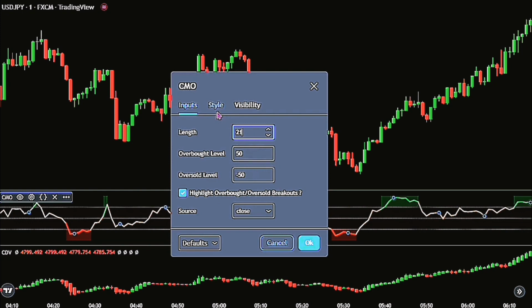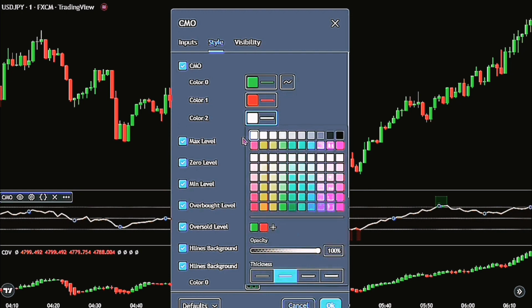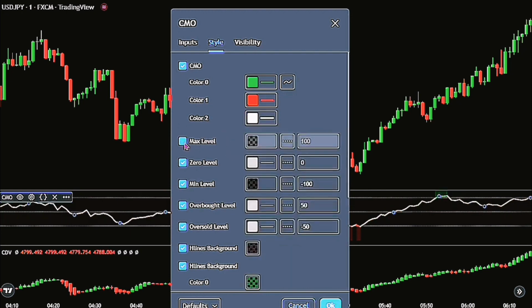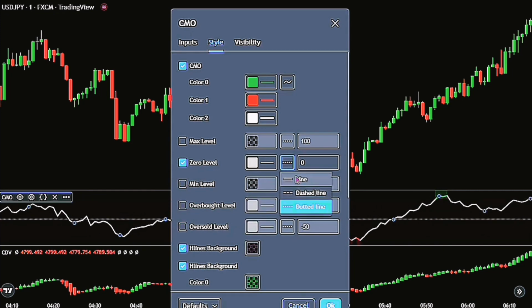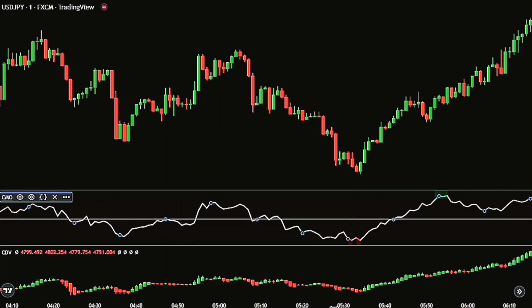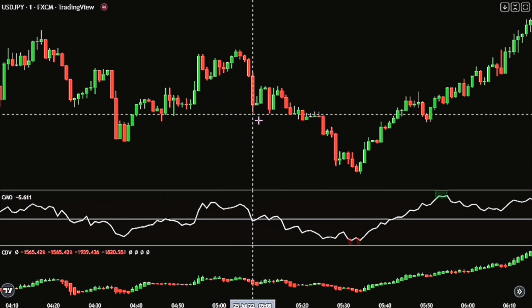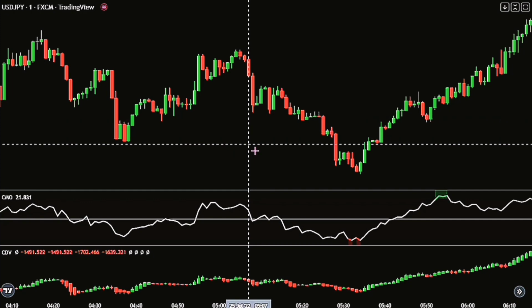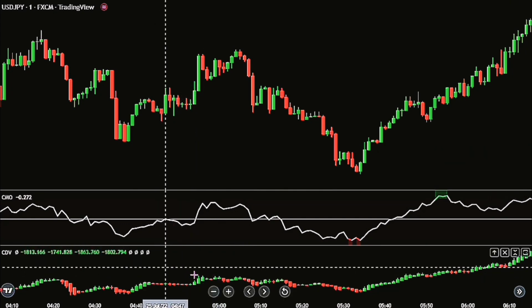Now let's make some adjustments on the Chande Momentum Oscillator. Double click on the indicator, change the length to 21. Go over to the style and change this to white, then untick the max and min levels. Untick the overbought and oversold levels and change the 0 level to a straight line. Go ahead and click on this button. Okay, so the chart definitely looks much better.